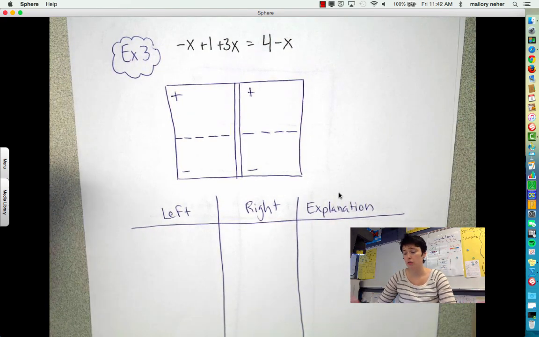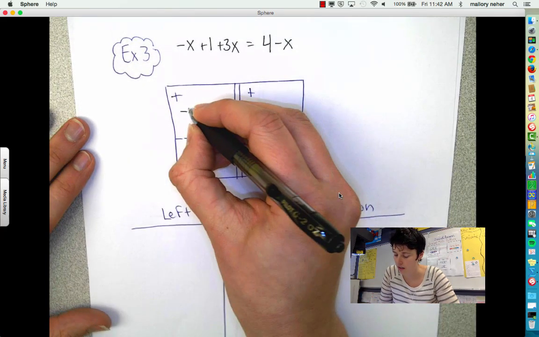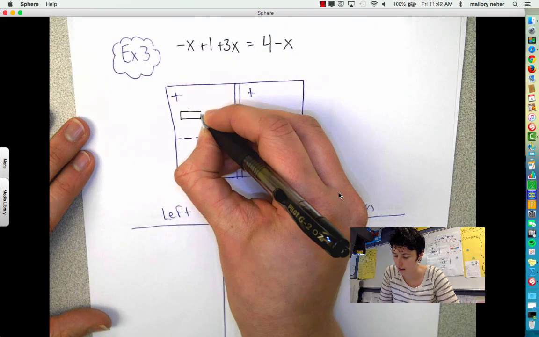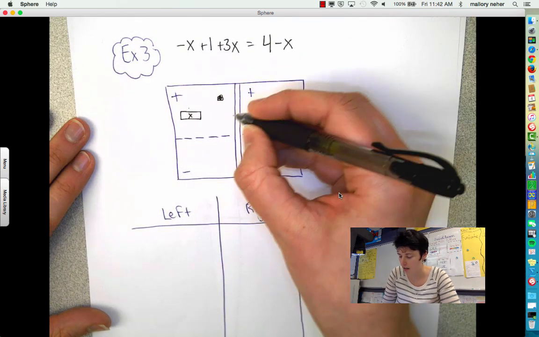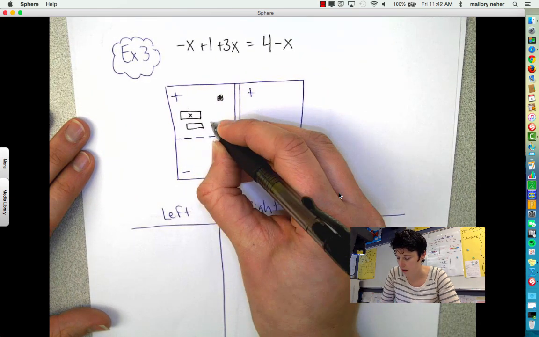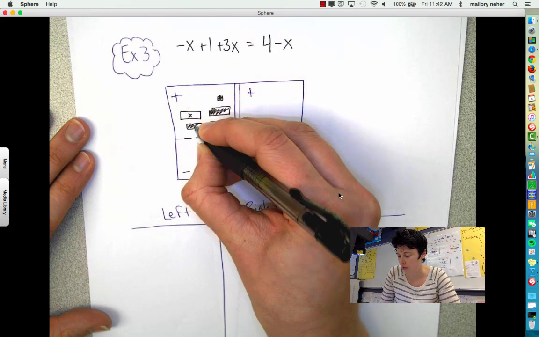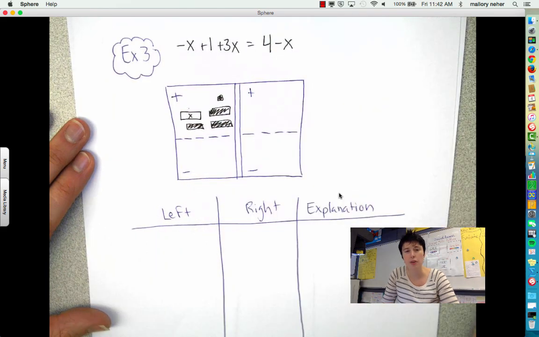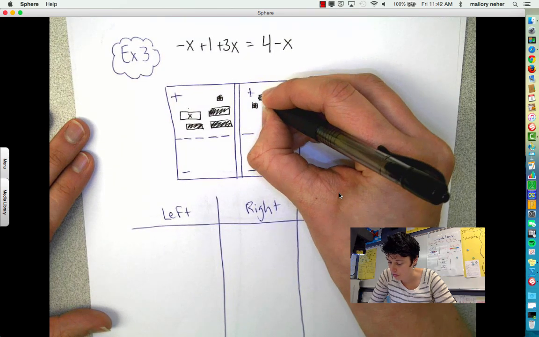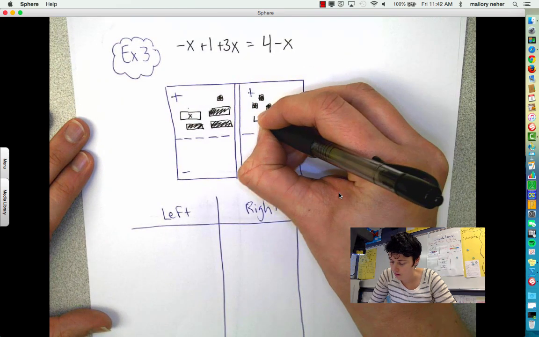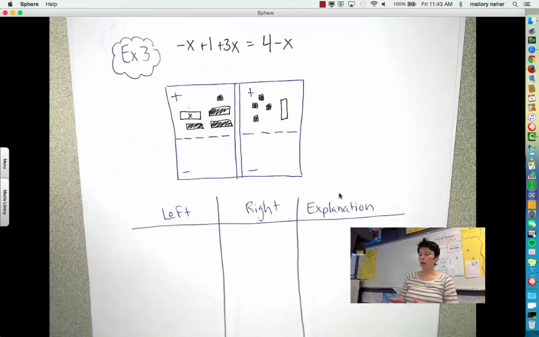So our job is going to be to draw it on the equation mat. We have 2 equal equations. So we're going to write a negative x here, like this. Plus 1. Okay, so 1 unit. Plus 3x. Okay, so that'd be 1, 2, 3 x's, but they're all shaded dark. And that expression is equal to 4 minus x. So 4 would be like 1, 2, 3, 4, and a minus x would be like negative x. There we go. Okay, cool. There's my setup.